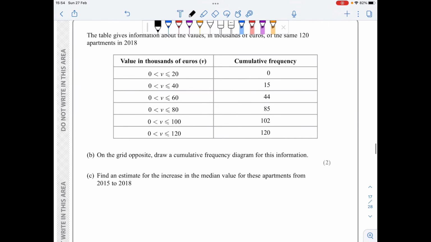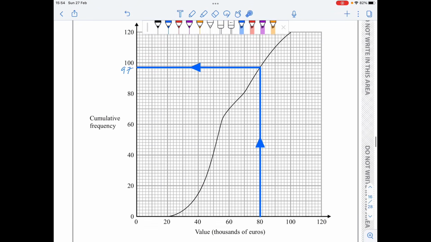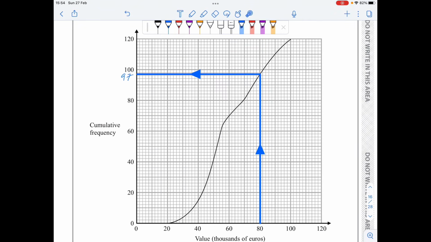In part B, I need to draw a cumulative frequency diagram for this information. Now, these will be my x coordinates, these will be my y coordinates. So let's put these points on and join them. Now I can join the points using a smooth curve or line segments. I'm going to draw line segments. This is easier for me. And that's how it looks.